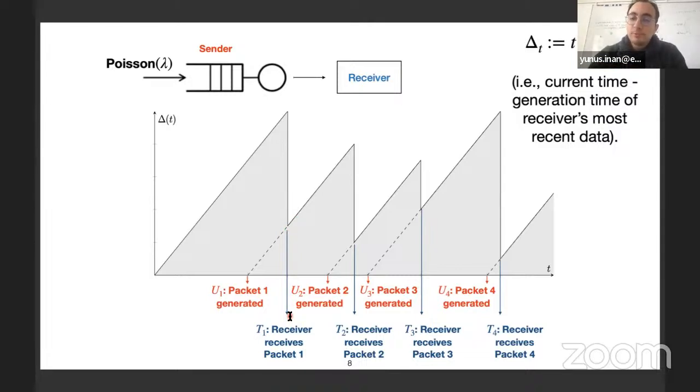And to what value does it drop? It drops to this value, which is the current time minus the generation time of packet 1, right? According to the definition of instantaneous age. And then again, it increases linearly until the next reception happens. And when the receiver receives packet number 2, the instantaneous age drops to this value, which is the difference between the reception time and the generation time of packet 2. And the evolution of the age continues on and on in a similar fashion.